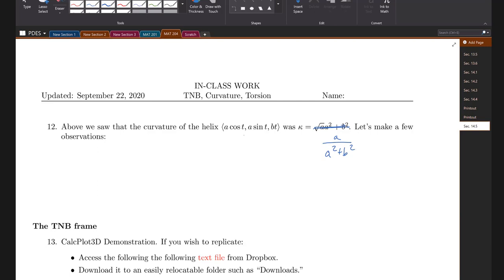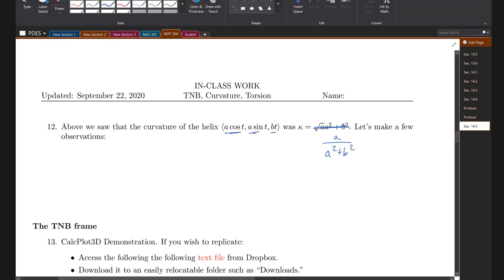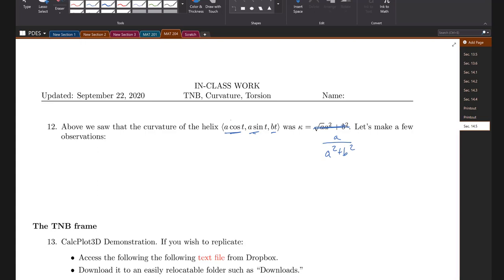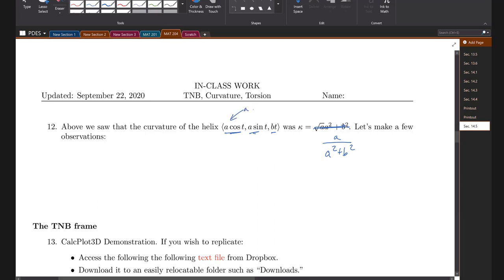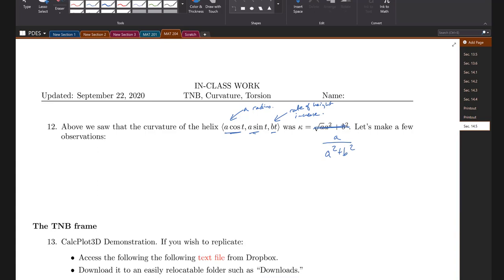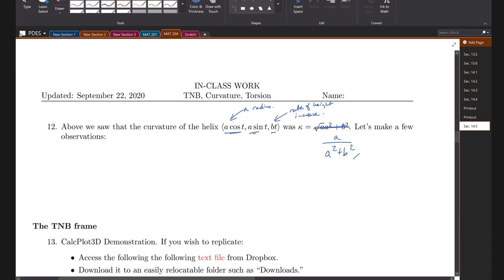The first thing, so remember, this is a helix. We were looking at a helix when we looked at the path of that eagle flying, right? And so a corresponded to what on the helix? Do you remember? a was the radius, and then b was the rate of increase. I think that eagle example is really great to think of. That eagle was rising at 100 feet per minute upwards. Okay? So here we've got the curvature for a helix, and what do we notice?